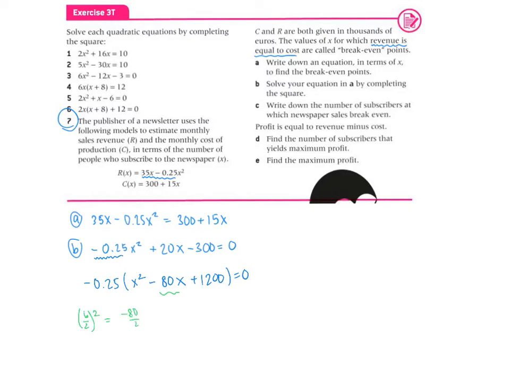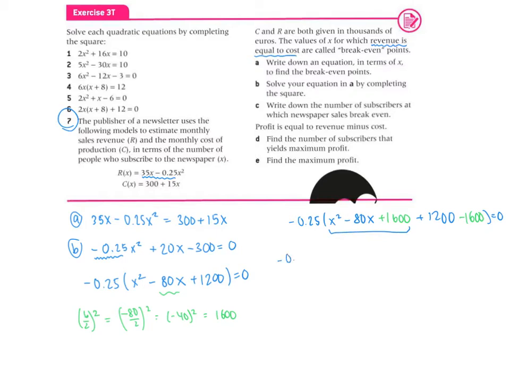So now I need to take my b value, divide it by 2 and square it. So negative 80 over 2 squared will be negative 40 squared, which will be 1,600. Okay, so I'm going to add that in. So I have negative 0.25 times x squared minus 80x plus 1,600, and then I still have my plus 1,200, and then I have to subtract out the 1,600.